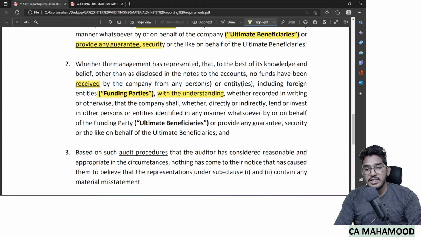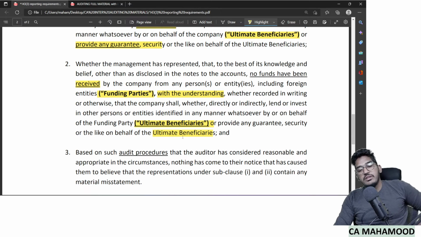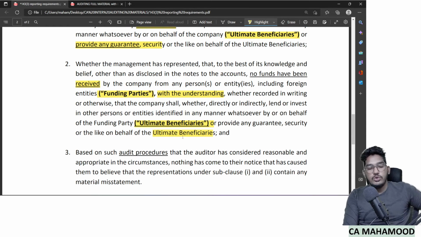Here also there is an understanding, whether recorded in writing or otherwise, that the company shall, whether directly or indirectly, lend or invest in other persons or entities identified in whatever manner by the funding party, which we call the ultimate beneficiary, or provide any guarantee or security or the like on behalf of the ultimate beneficiary. So what they are trying to say here, if you read it once, you will be able to automatically understand it. So I will wait for a while.